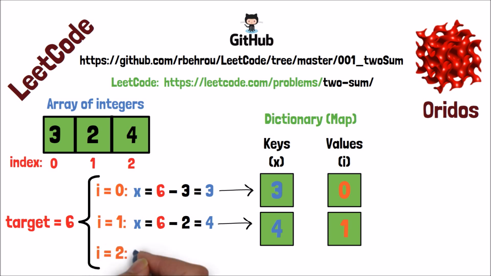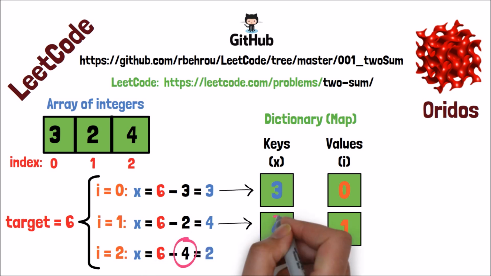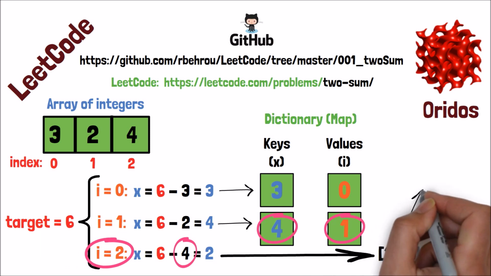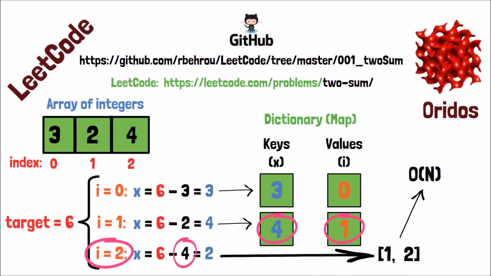Finally, at iteration 2, we have 6 minus 4 is equal to 2. The key 4 exists in the map, then the return indices will be the index corresponding to key 4, which is 1, and the current iteration index, which is 2. For the worst case, the time complexity will be O(n). Okay, let's jump into the implementation and see how we can implement this algorithm in both Python and C++.